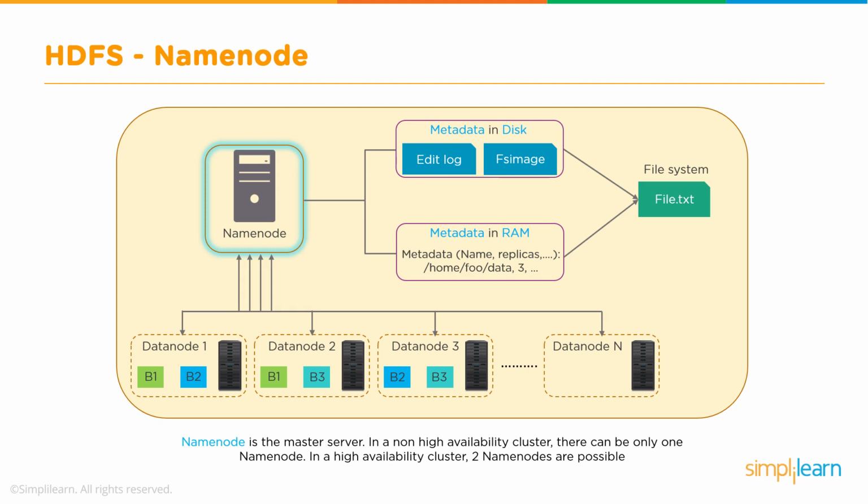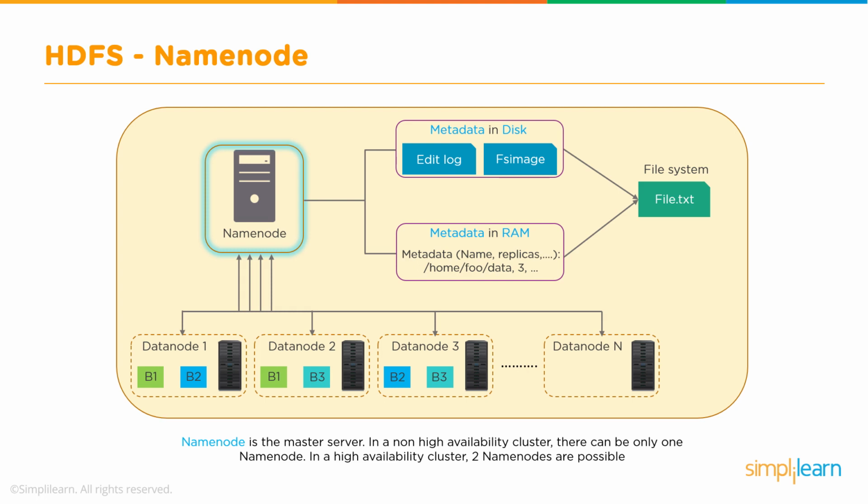Now, in a non-high availability cluster, there can be only one name node. In a high availability cluster, there is a possibility of having two name nodes. However, in high availability, you would not have the secondary name node. Secondary name node is only allowed when you have one single name node, and secondary name node does the checkpointing. In a highly available cluster, we would have two name nodes, one active and one standby, and we don't need a secondary name node for doing the checkpointing.